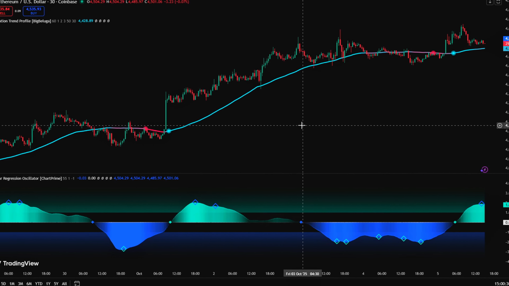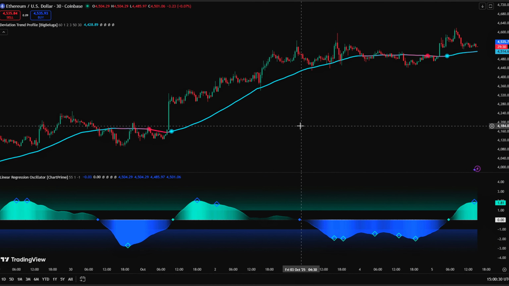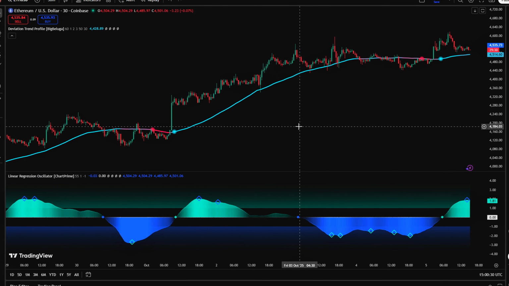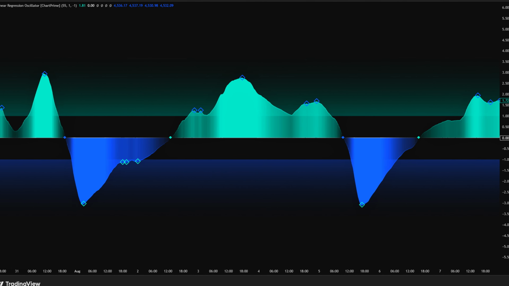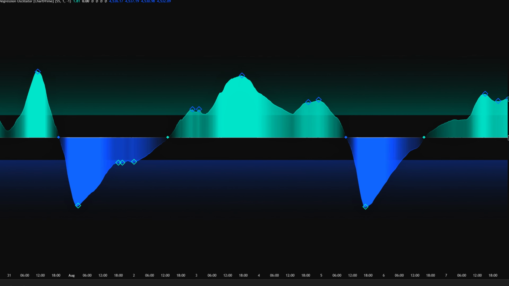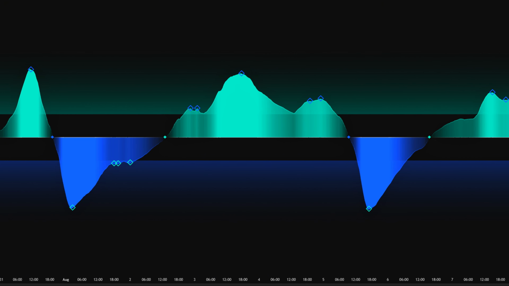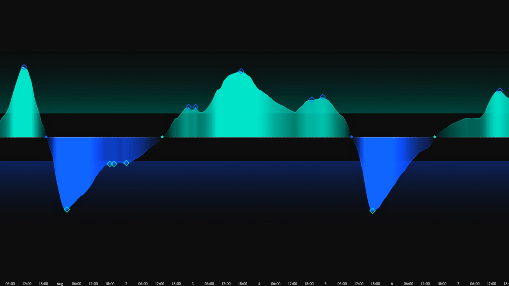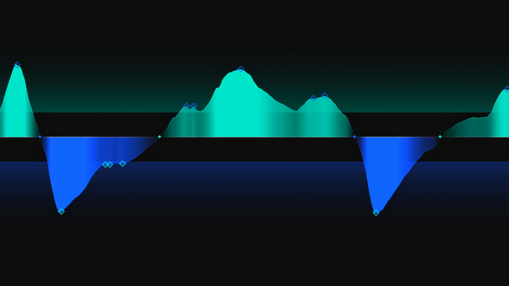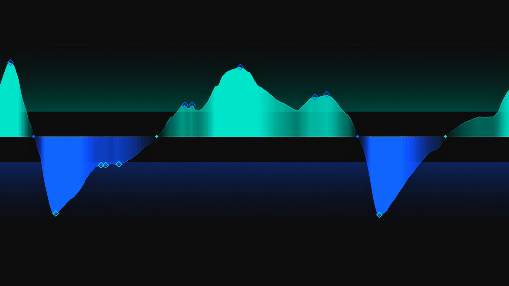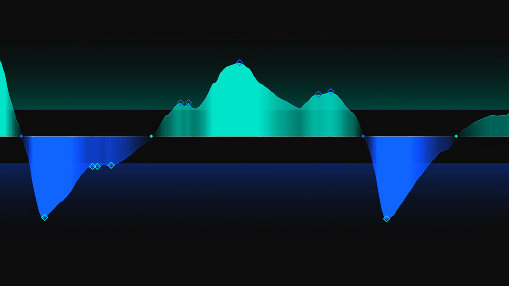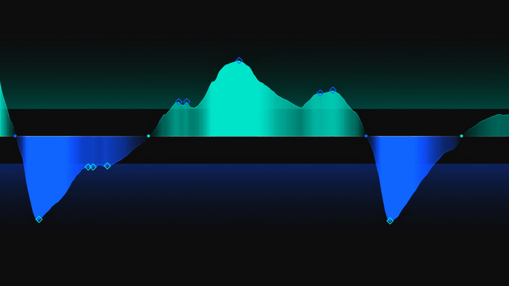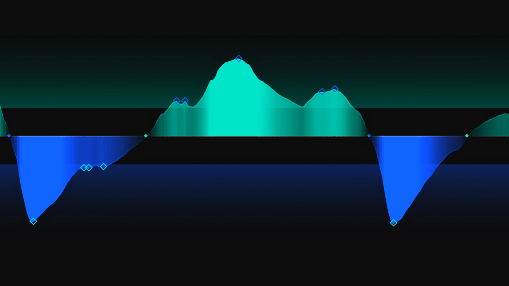The green area indicates upward momentum, signaling bullish energy or potential continuation of an uptrend. How it fits into the strategy. The Linear Regression Oscillator acts as a momentum confirmation tool. When your Deviation Trend Profile gives a signal, either buy or sell, you'll use the LRO to confirm that momentum supports that direction. If both indicators align, the setup is valid. If they disagree, it's best to wait.